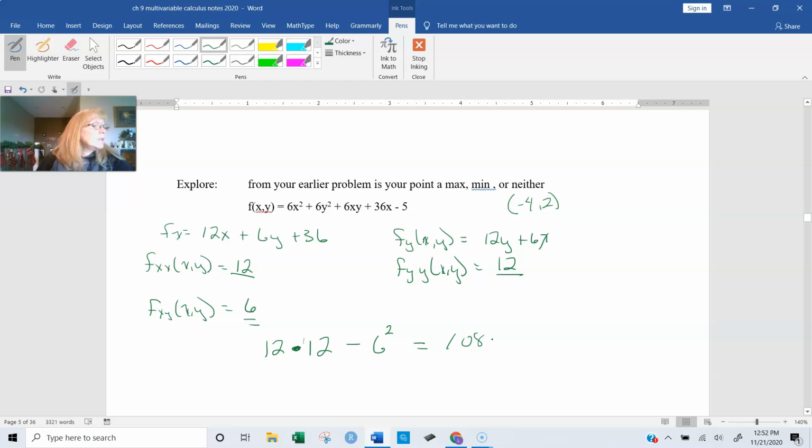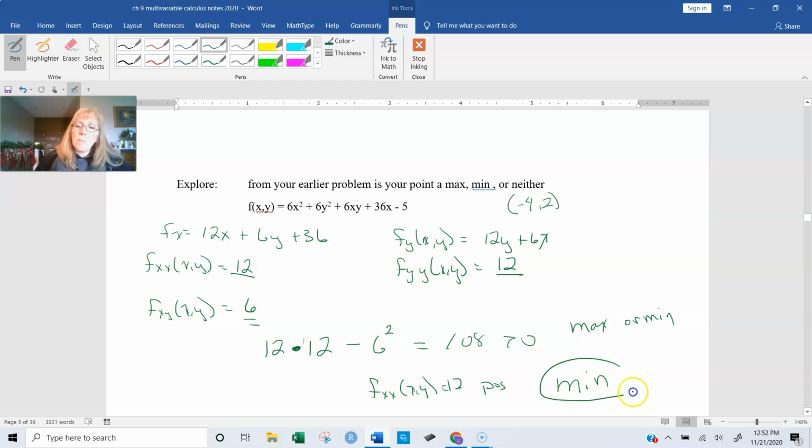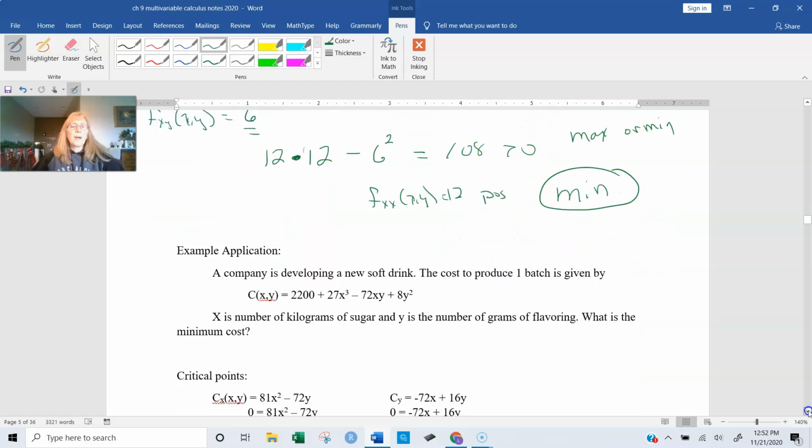Okay, this is positive. All right, so we know this is greater than 0. So we have a max or a min. So now we look at f of double x. Well, f of double x is 12, so it's positive. So since this is positive, our answer is it is a min of the function. All right, I hope you did okay on that. Maybe you should have had a little more work, huh?